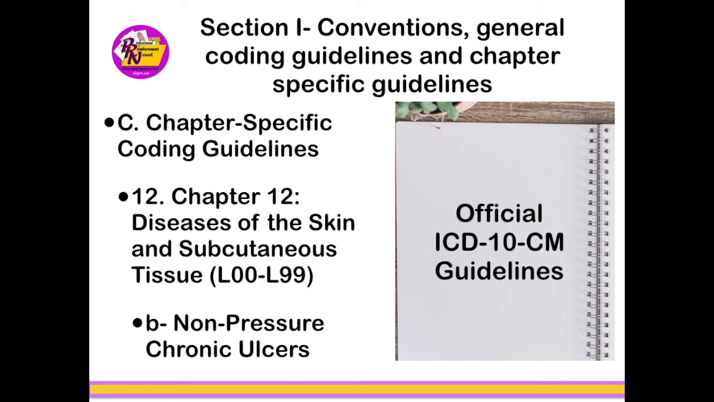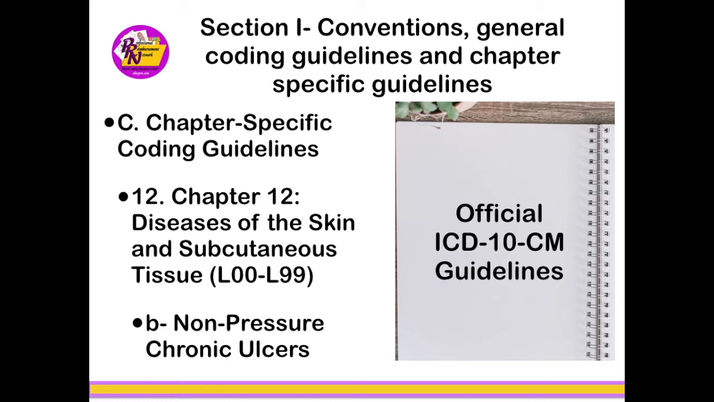Next, we'll move to Chapter 12, which is the diseases of the skin and subcutaneous tissues in code range L00 through L99, and we will look at page 53 in the guidelines. And we're talking about non-pressure chronic ulcers. And all of this guidance is new. So this is very brand new guidance.